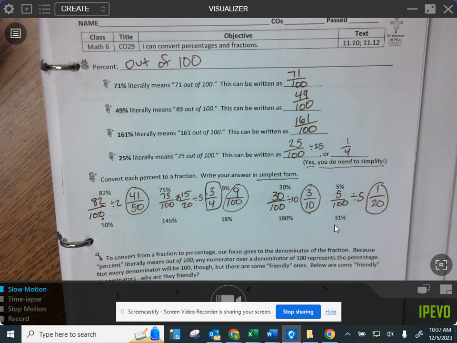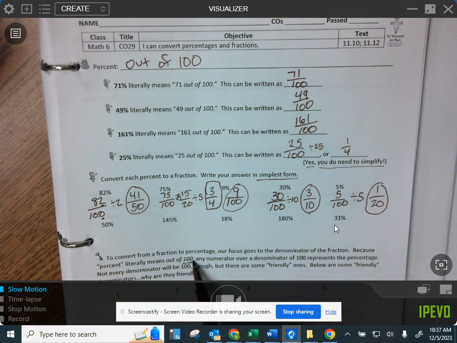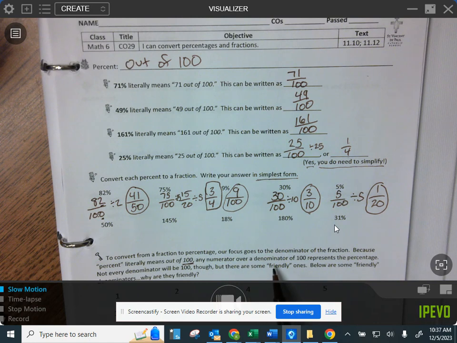100. Why didn't you raise your hand? Instead of working ahead, we will have work time. We don't want to waste our time working ahead. We want to listen. Our magic number is 100 because percent means out of 100. So that denominator we want to make to be 100. Any numerator over a denominator of 100 represents the percentage.